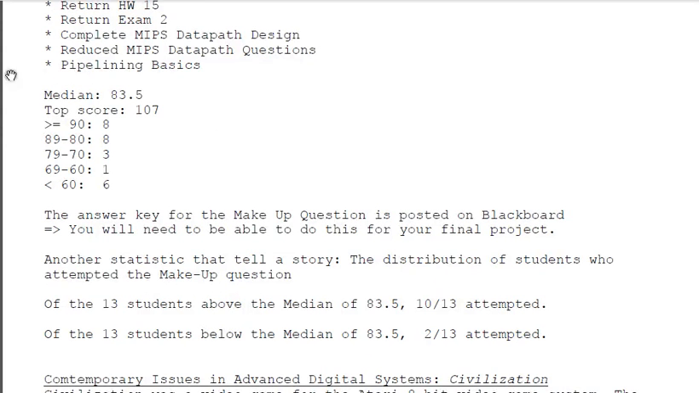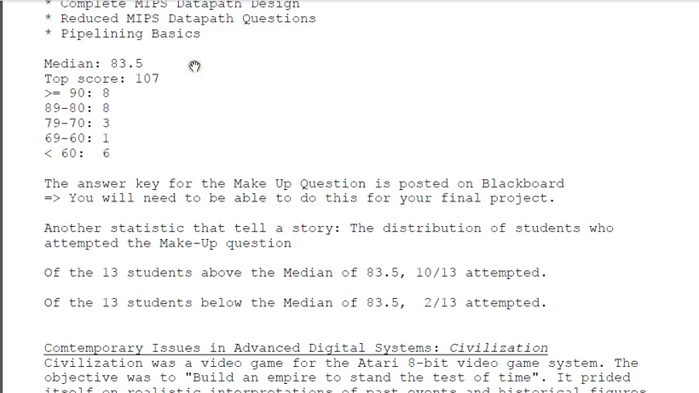So this is the grade distribution of the exam that I just handed back. The median was an 83.5. 19 people got a 70 or above. 8 got an A, 8 got a B, 3 got a C, and 7 got a D or an F. The keys are posted on Blackboard. I'm sure you've seen them.